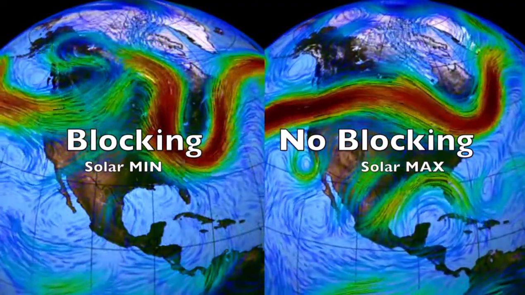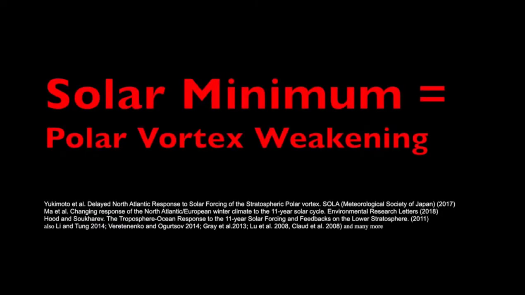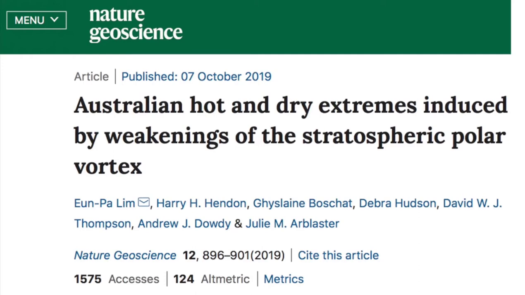Solar minimum also brings more polar vortex weakening events. Solar maximum brings far fewer. And for most parts of the world, the weaker the vortex, the worse the winter cold will be. One of the major exceptions to that is Australia, which tends to see hotter and drier conditions due to where the southern vortex tends to kink.